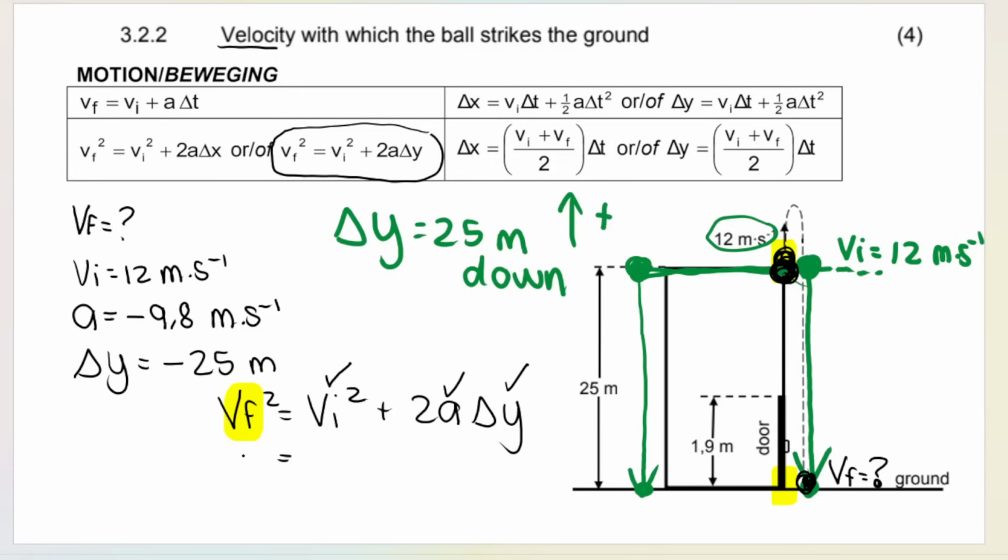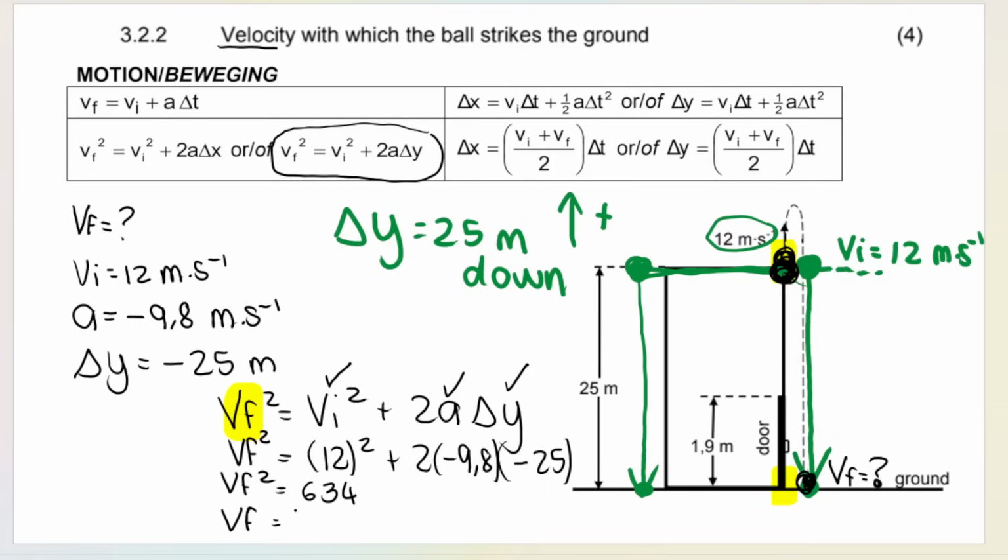Let's substitute in quickly. So Vf squared, I don't know that. Vi is a positive 12. My acceleration is a negative 9.8. And my delta Y is a negative 25. If I type the entire right-hand side into my calculator, I get 634. But remember, in this formula, Vf is squared. So I need to square root 634. So I take the square root of my answer, and I get 25.179, and so on and so forth. So 25.18, if I round off to 2 decimal places, meters per second.